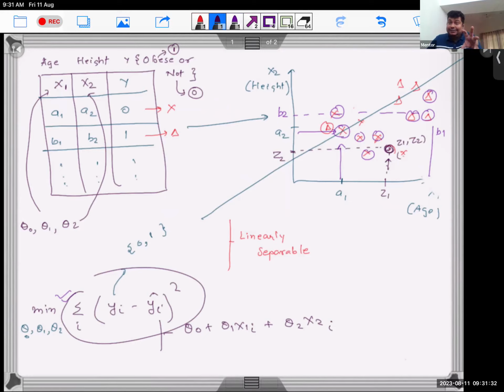The thetas should be such that for any of the x's, the value should be 0. Theta should be such that for any of the triangles, the value should be equal to 1. I'm not saying it will perfectly be equal to 1 and perfectly equal to 0. Why? Because the line is not passing through all the points, right? If the line passed through all the triangles, for all the triangles it would be exactly equal to 1. If the line passed through all the x's, for all those x's it would be exactly equal to 0. But that is not the case here, right? The points are distributed and you are trying to fit a line to it.